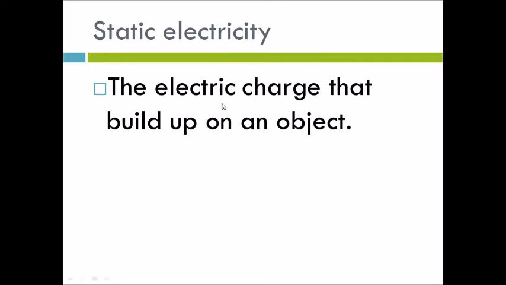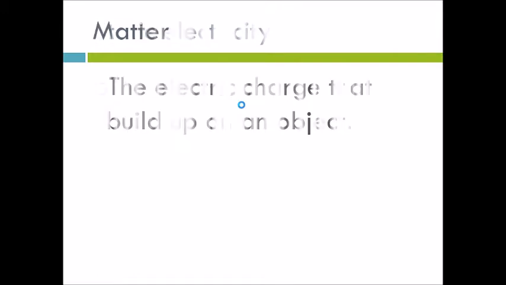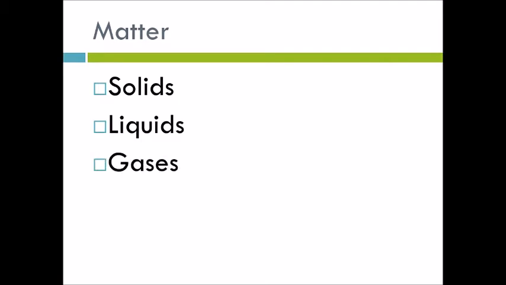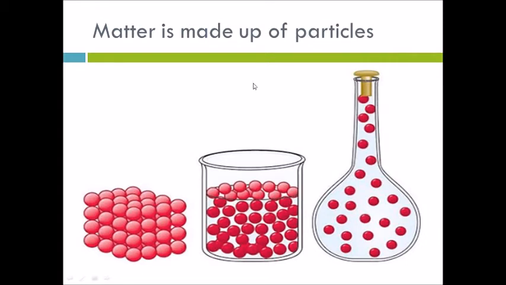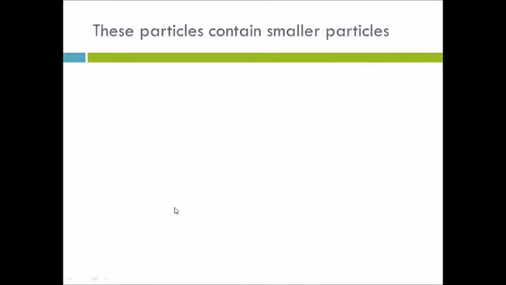Now, what do I mean by electric charge? To know what an electric charge is, we have to talk about matter. And when I say matter, I mean solids, liquids, and gases. Matter is made up of particles. Solids, liquids, and gases are all made up of particles. These particles contain even smaller particles.